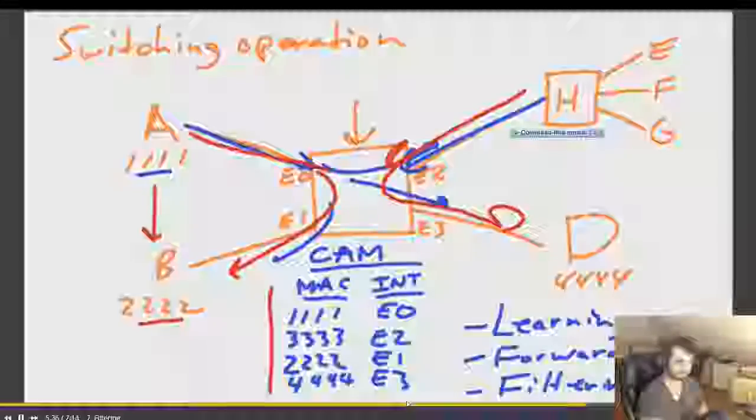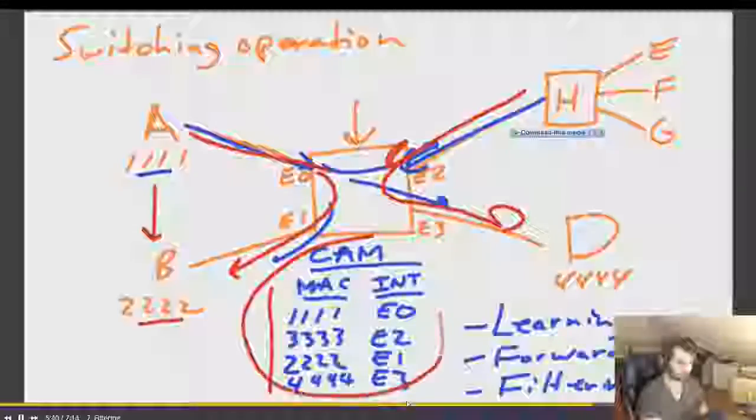That being true, when stations E, F, and G first send a frame, that means that the CAM table here will add those MAC addresses also. So you'll end up seeing whatever those are. So for example, if E was 5555, the MAC address, and G was 6666, then you're going to have those two entries in the CAM table as well.